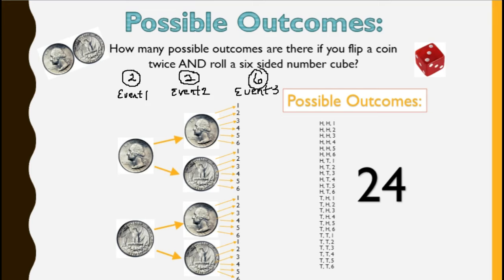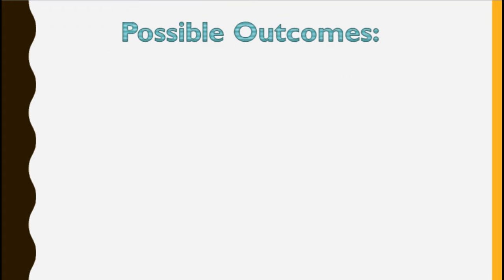So if I wanted to skip all of this, all I would have to do is come up here and multiply these numbers. 2 times 2 is 4. 4 times 6 is 24. And I am finished. That's quick, isn't it? You could do that with any kind of problem. So let's take a look at a different example.